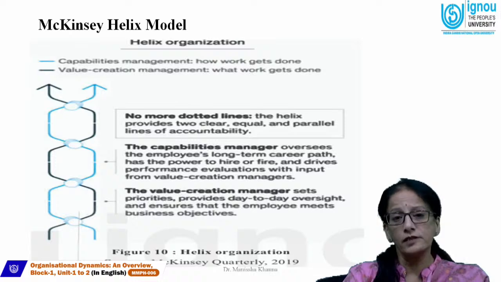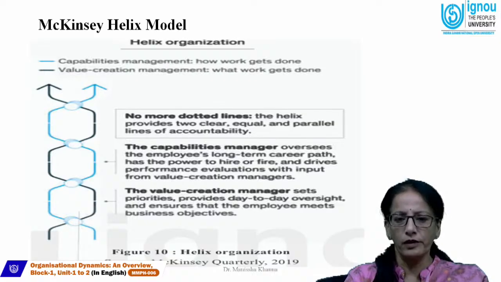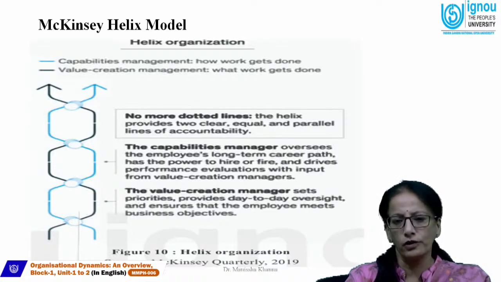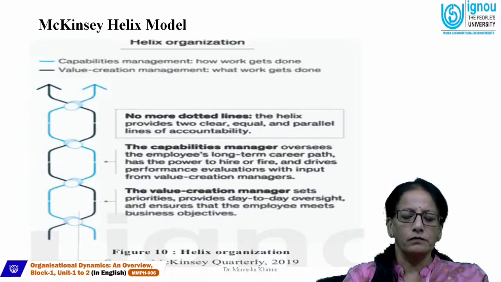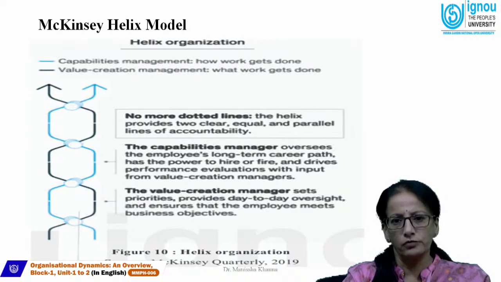Then is the McKinsey helix model. The McKinsey helix model is very interrelated. It is like a spiral. It is seen in the picture that there are blue lines which refer to the capabilities, and the black arrows or lines depict the value creation management. So it is very important that the capabilities of an individual, or how the work has to be done, should be interlinked and aligned with the value driven management, and how the work can get done.